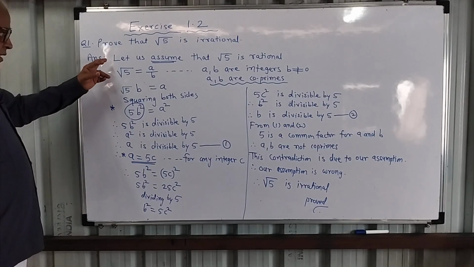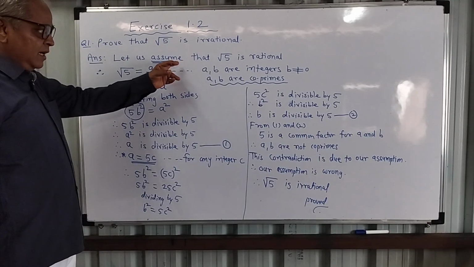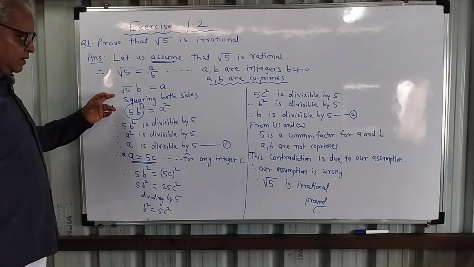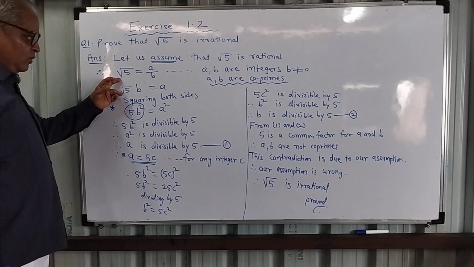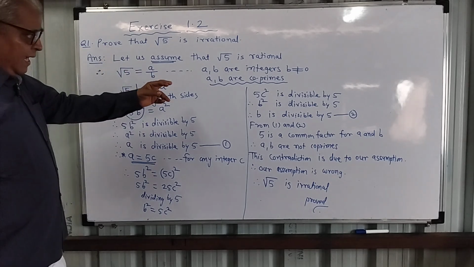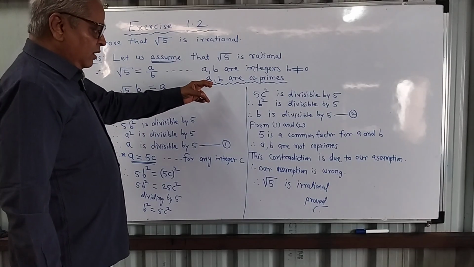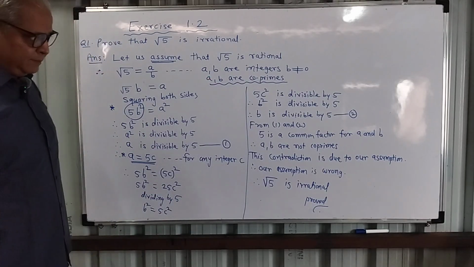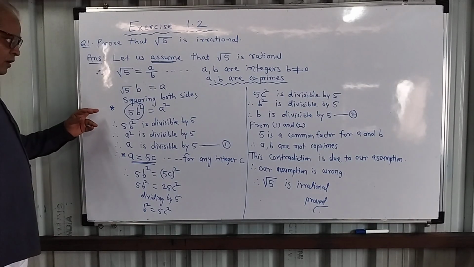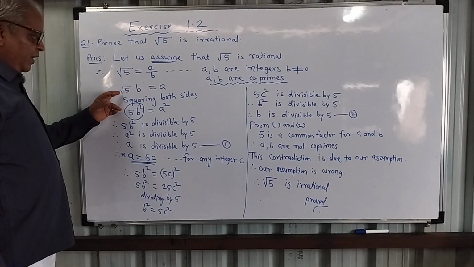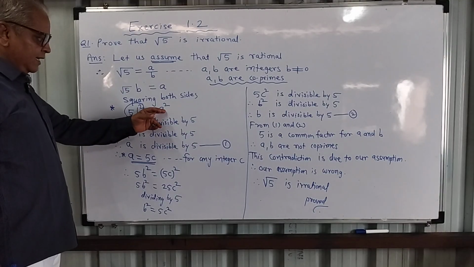So first step is, let us assume that √5 is rational. We need to prove it is irrational, but let us assume that √5 is rational. As √5 is rational, we can apply the definition, √5 is equal to A upon B, where A and B are integers. Denominator B should not be 0 and A comma B have to be co-primes. That means A and B should not have any common factor. Now transfer B here. √5 into B is equal to A. Squaring both sides, 5B square is equal to A square.